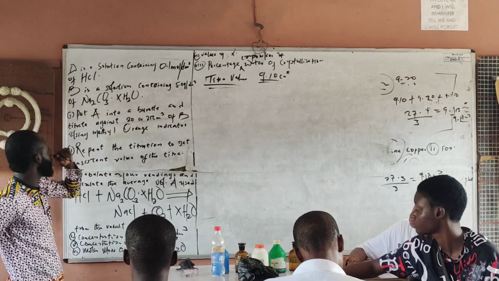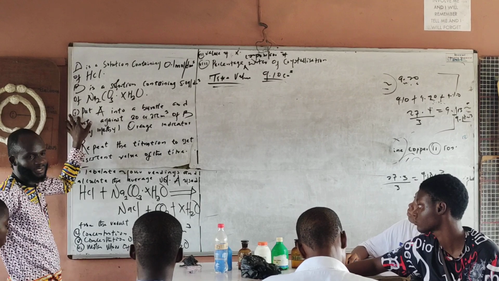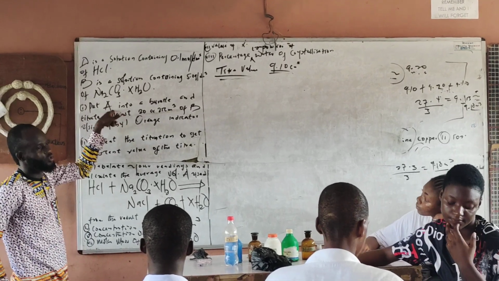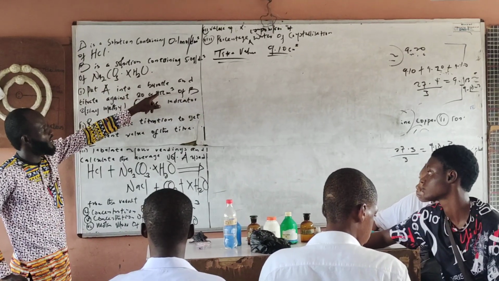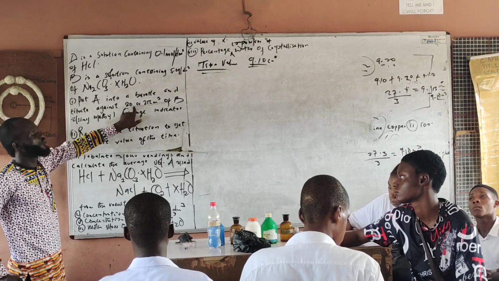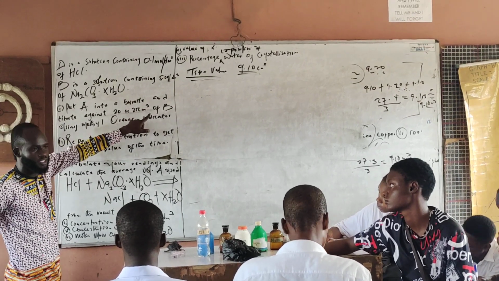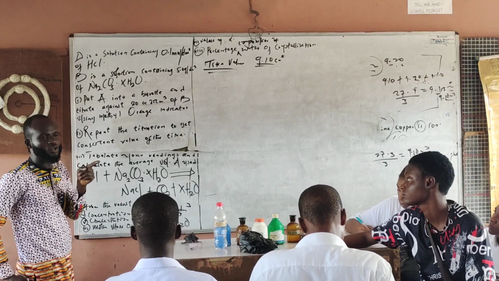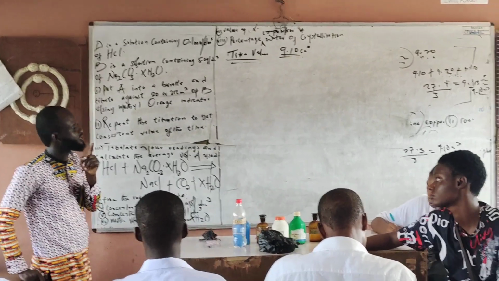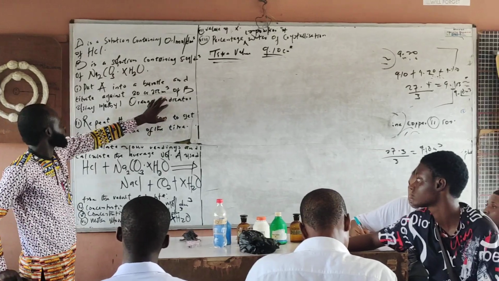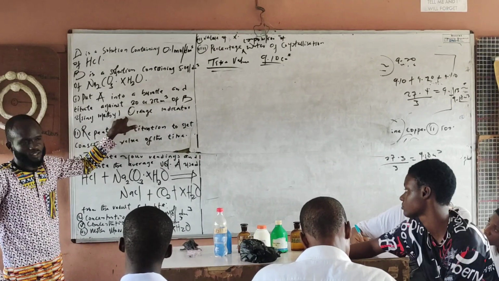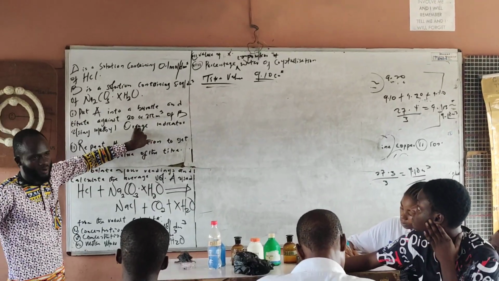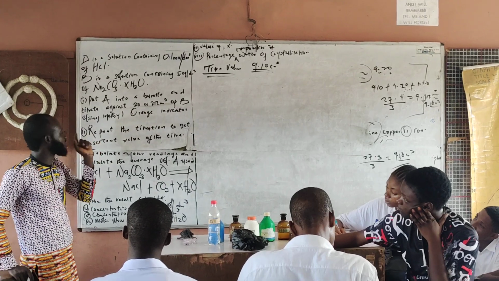Now, instruction 1. Put A, which is your acid, HCl, into a burette and titrate against 20 or 25 cm³ of B, which is your base. In our school here, we are using a pipette value of 25 cm³, not 20. So take note of that. Good. Using your indicator, methyl orange. Methyl orange is our indicator.